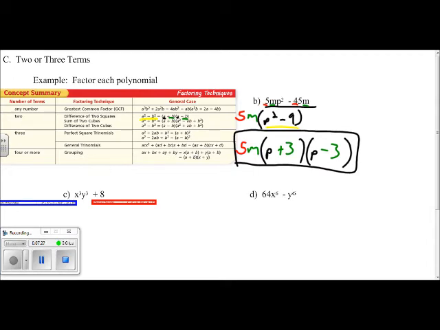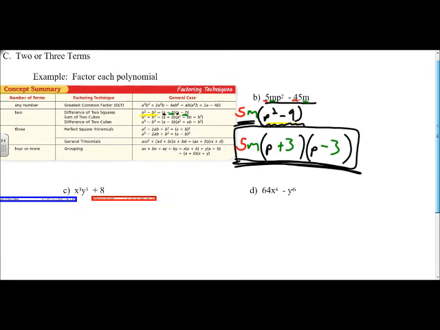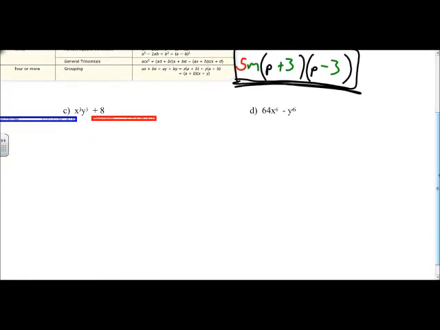So again, first thing to look at is the factoring by greatest common factor. Then once you have it down into a smaller polynomial, see if you can factor that anymore. And this is our final answer. Moving on to some of our other examples.